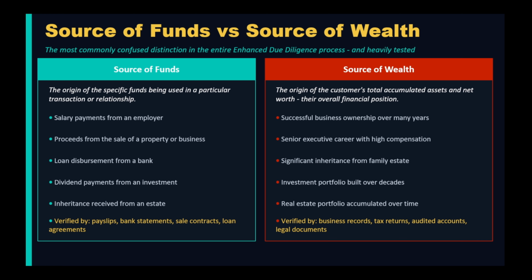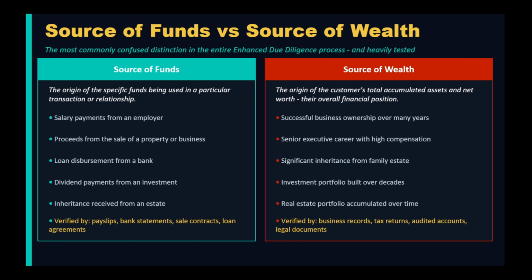Let's understand why both are required under EDD. A customer could have a perfectly clean source of funds for a specific transaction. The money came from a legitimate bank account, while their source of wealth is entirely unexplained. Without verifying source of wealth, you have no understanding of whether the overall financial position is consistent with a legitimate career or business.